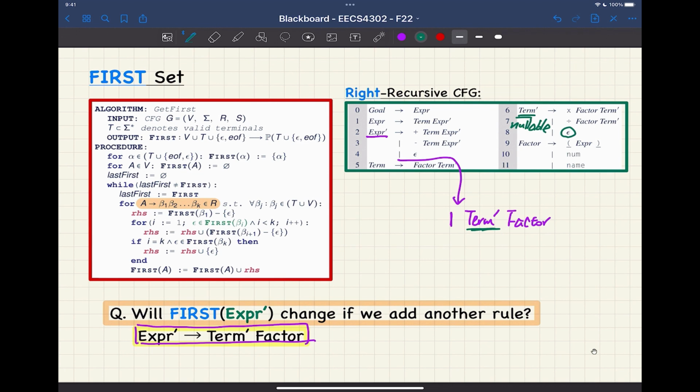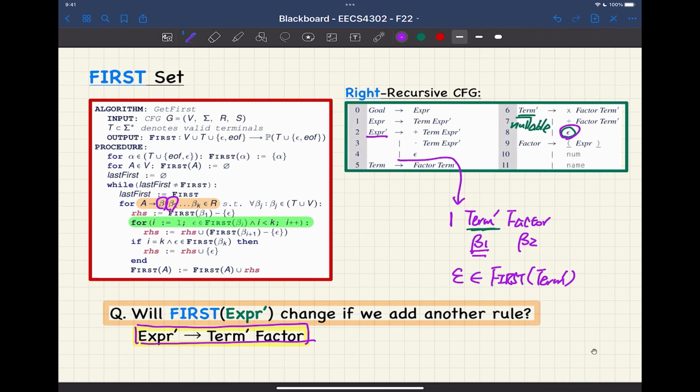And then, later on, when we try to execute this line specifically, is it going to run for one iteration or no iteration? It turns out it will actually run for one iteration because, remember, we got a pattern, beta 1, beta 2. So you can think about this is beta 1, this is beta 2. In this case, we know epsilon is actually a member of the first of term prime. Right? You can see epsilon is over here.